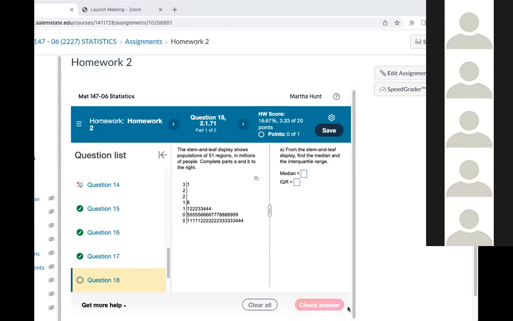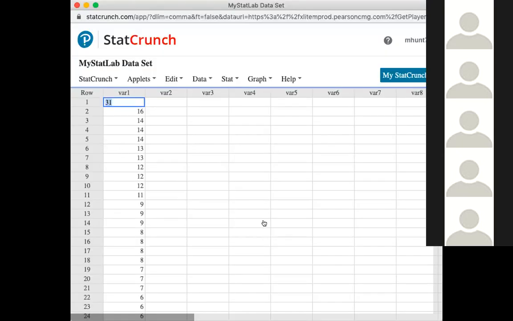Okay, where is a new share? Now you can see it, right?